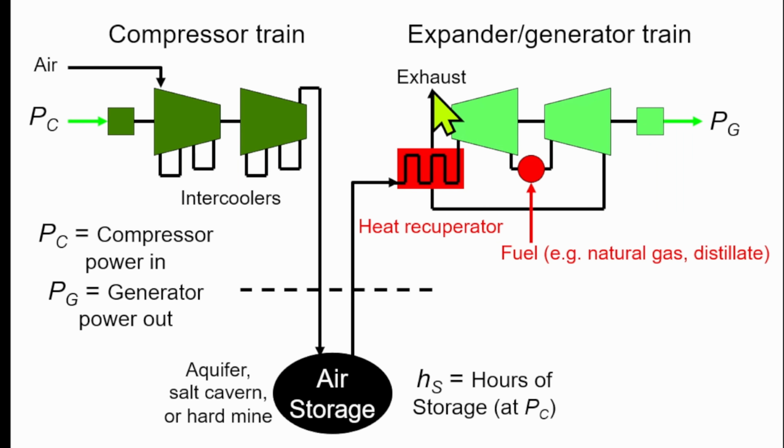We have the exhaust. Then we have the use of the storage, for example, to drive a turbine, or you can do it in combination with natural gas. You get a higher efficiency, so you don't drive it by the compressed air alone. You use it in combination with a gas turbine, using natural gas or distillate or biogas. Here you can have different stages. At the end, on the shaft, you have a generator which provides electricity, PG, the generator power output.